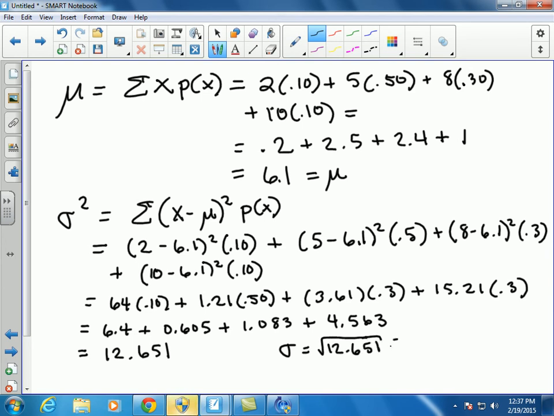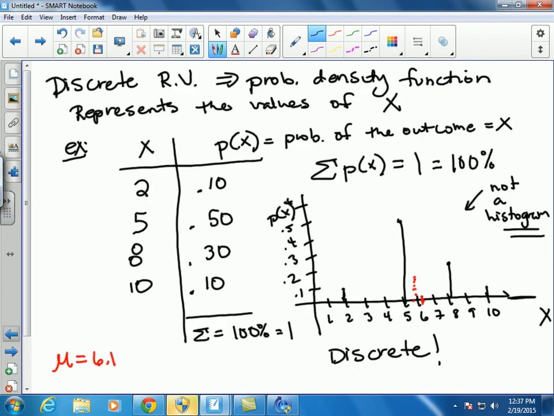And once we take the square root of that number, it's 3.5568. And that makes a lot of sense. What that means is, if you go back to the graph, the standard deviation is not that far off, because sigma is about 3.6, kind of rounded there.